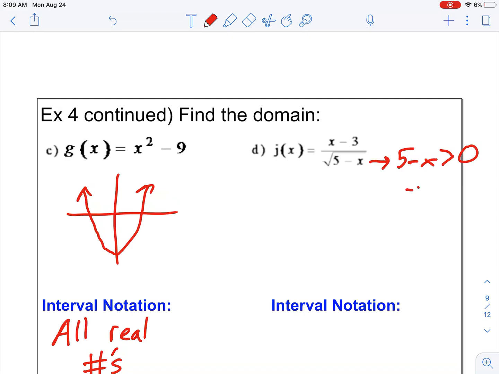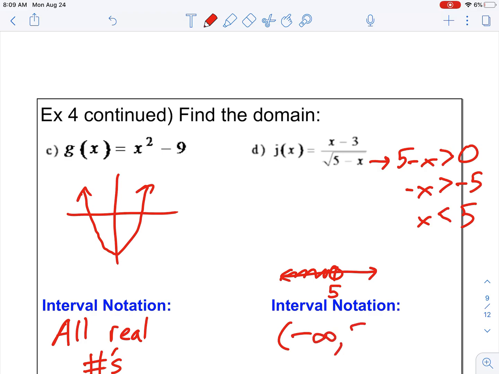And now I solve. Subtract 5 to both sides. Divide both sides by -1 while I flip the direction of the inequality. So x must be less than 5. Okay? So all I want is interval notation for this one. So at less than 5, I'll draw my little number line just so we can see it. Here's 5. I want everything to the left. Again, that number line's optional, especially if you're getting all these right. So negative infinity to 5, parenthesis.